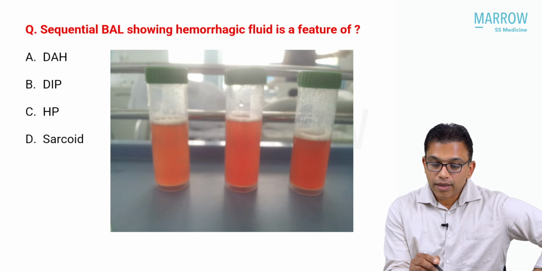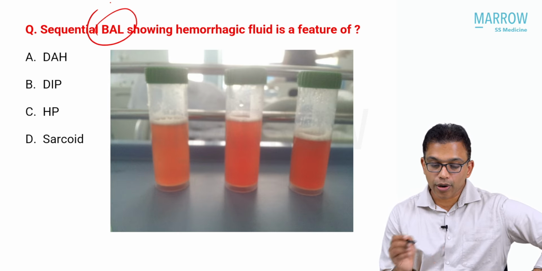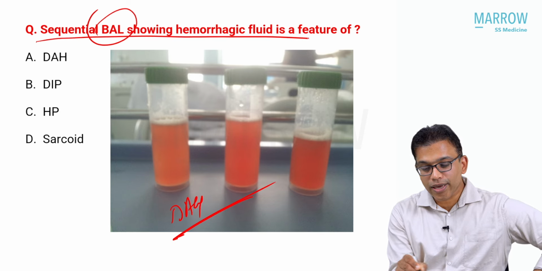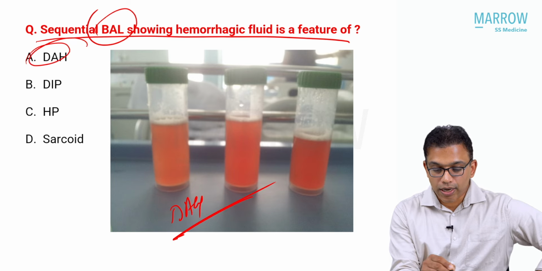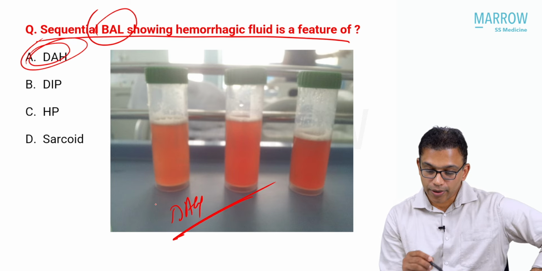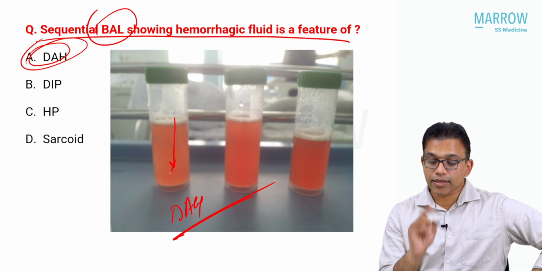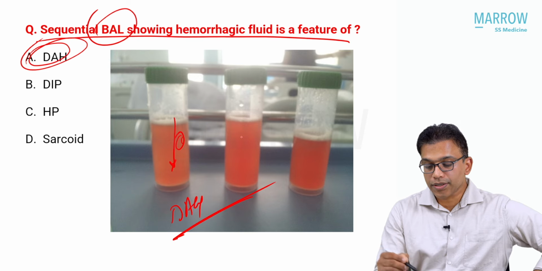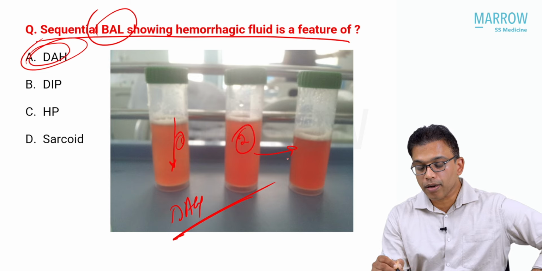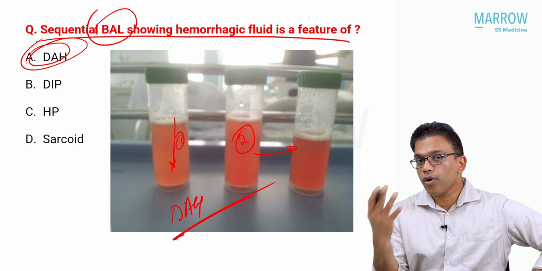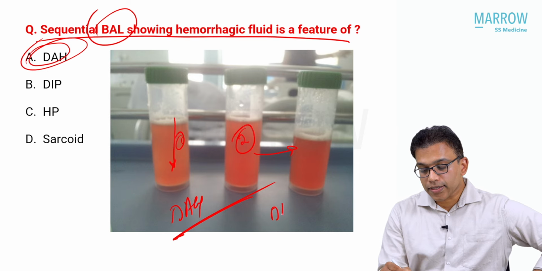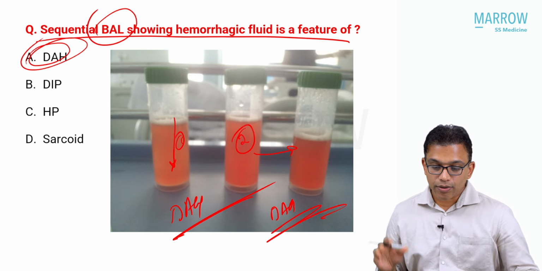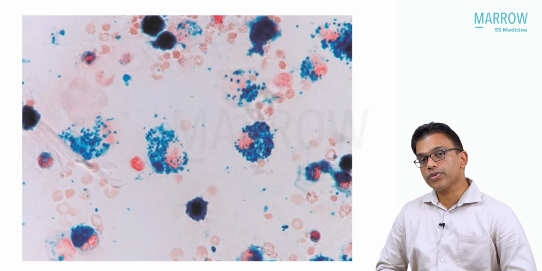And now regarding another question regarding BAL, this was also discussed in the module on diffuse alveolar hemorrhage. So I have told the answer also. Sequential BAL showing hemorrhagic fluid is a characteristic feature of diffuse alveolar hemorrhage. This is one of my own cases where this is the BAL which we take, this is the first sample. You can see that it is much reddish in color, but the next sequential BAL from the same area is getting more reddish or more bloody than the first one. So that is a sign of diffuse alveolar hemorrhage, which indicates that the bleeding is ongoing at the alveolar level.